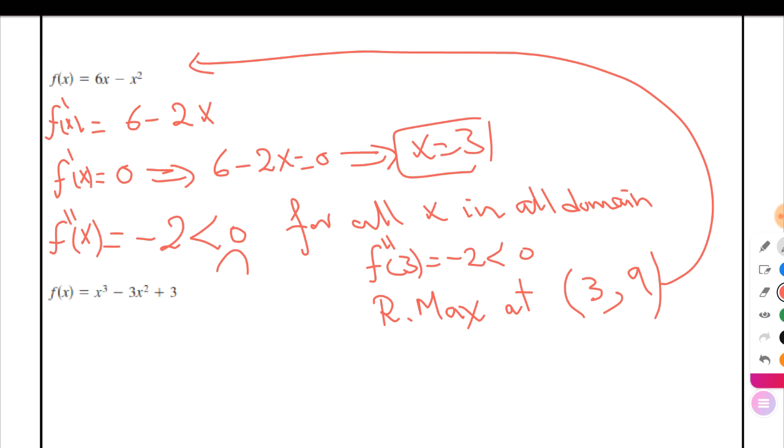It's so easy. Find only the zeros of the first derivative and substitute in the second derivative. If the value is negative, it means we have a relative maximum at this value of x. And if x is a value where the first derivative does not exist, this test does not apply. I hope you understand.